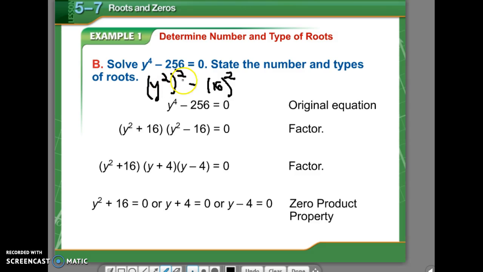So we have something squared minus something squared. That's a difference of squares. It factors into the first thing plus the second thing times the first thing minus the second thing, which is what we have right here. And this second expression, y squared minus 16, is another difference of squares. 4 squared gives us 16, so this is y plus 4 times y minus 4. This thing becomes these two factors right here.